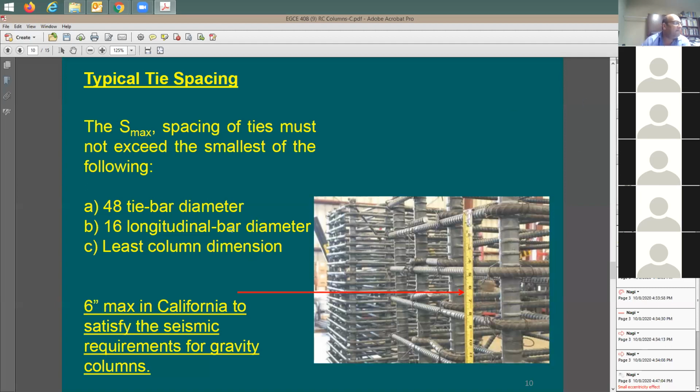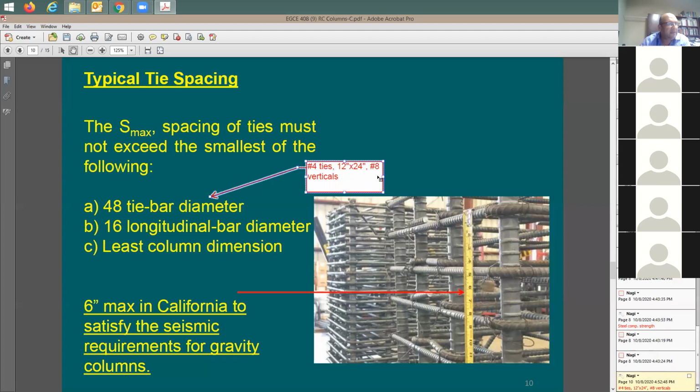Now let me put it again. I'm assuming here that I have number 4 ties. Let's give you the given information. The column size, I'm going to say 12 inch by 24 inch. Vertical rebars, number 8 verticals. This is the given information, right? Now let's do my analysis.